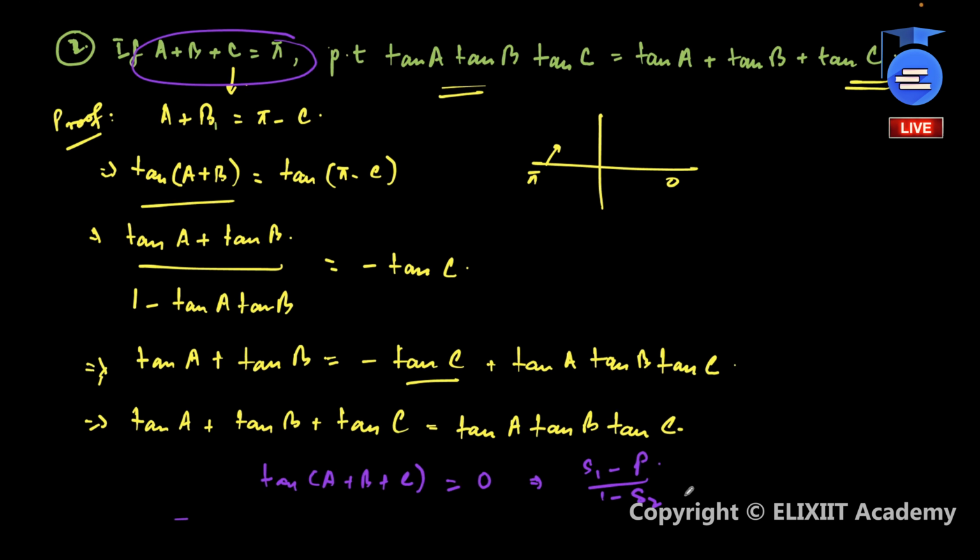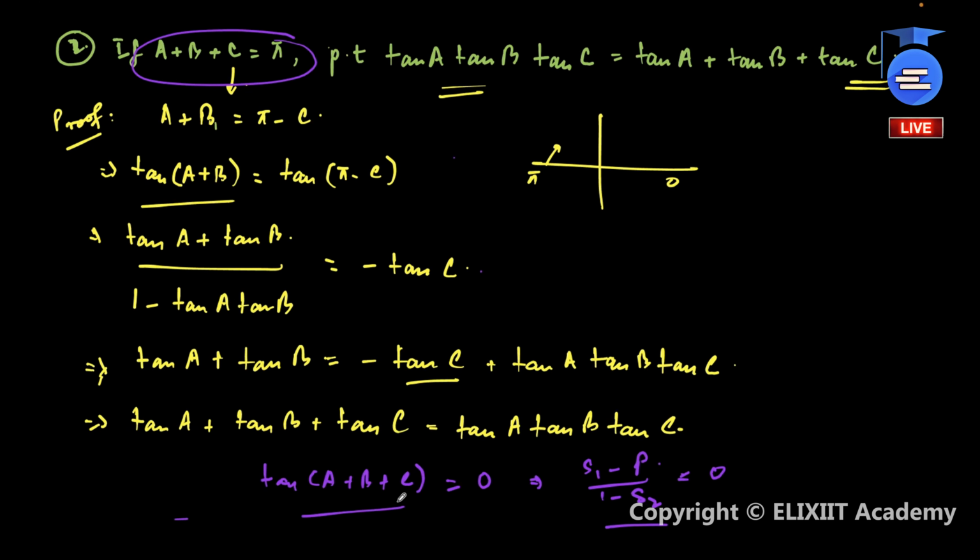On the left hand side you have S1 minus P upon 1 minus S2. S1 means sum taken one at a time, which means tan A plus tan B plus tan C, minus P. P stands for product, tan A into tan B into tan C, divided by 1 minus S2, sum taken 2 at a time, which means tan A tan B plus tan B tan C plus tan C tan A. This is equal to 0. After the same simplification, you simply cross multiply and you will get the result. Here you may reduce one or two steps. Likewise, over here you are using 4 steps, and you may reduce some of the steps while solving in this method.